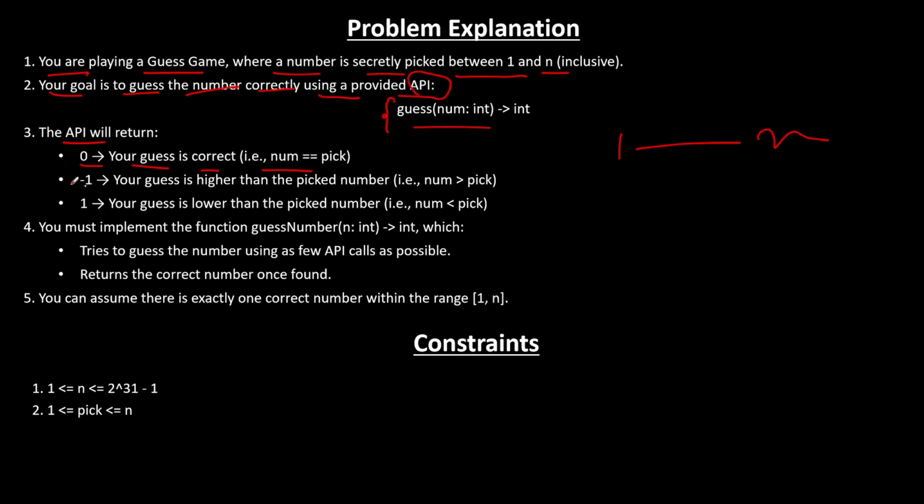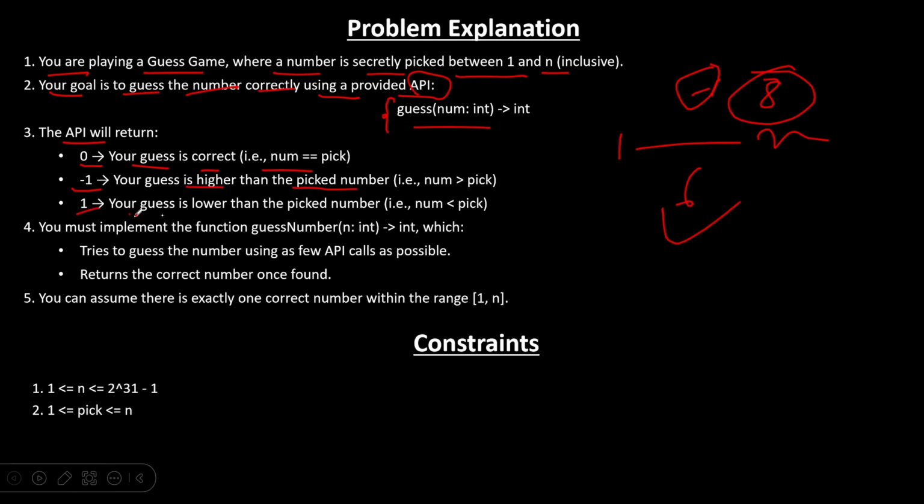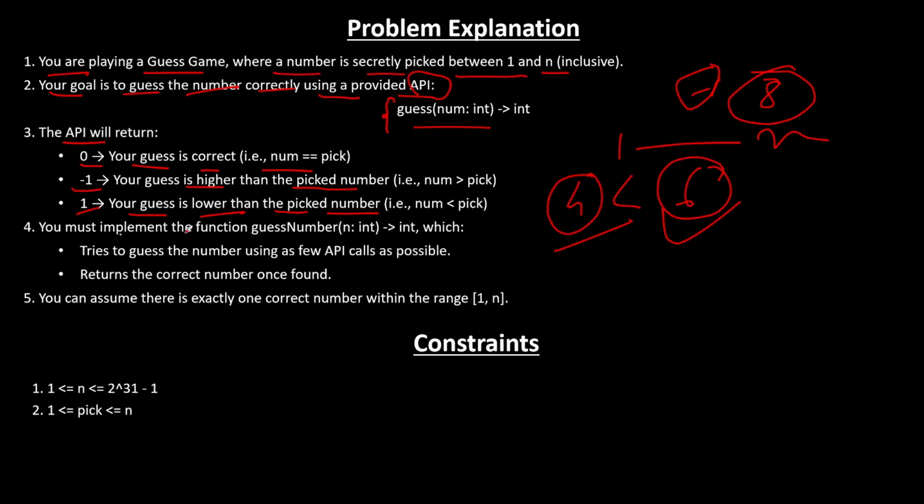range. Minus 1 if the guess number is higher than the picked number. Suppose if the guess number was 8 and the picked number was 6, then we will get minus 1 because it is higher than the number which it has to be. And 1 means your guess is lower than the picked number. Basically if the number picked was 6 but you guessed 4, it is lesser than 6, therefore the API will return 1.